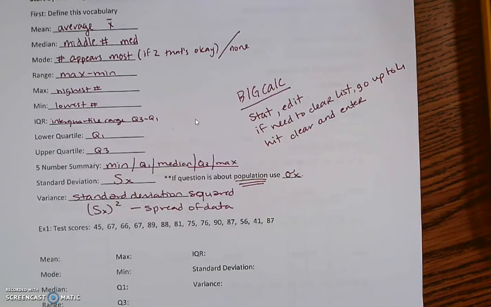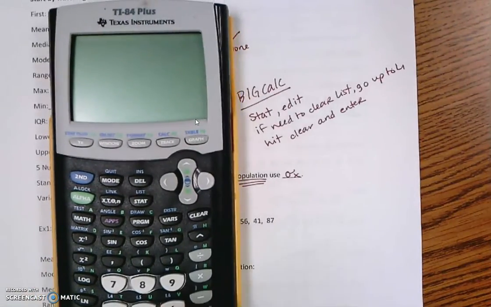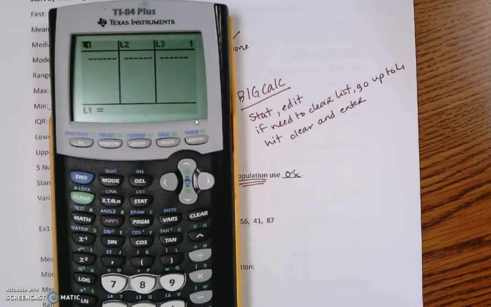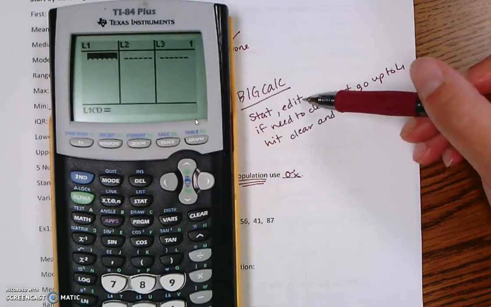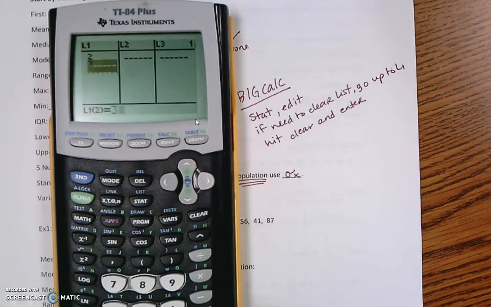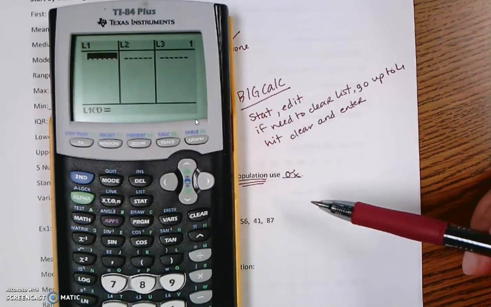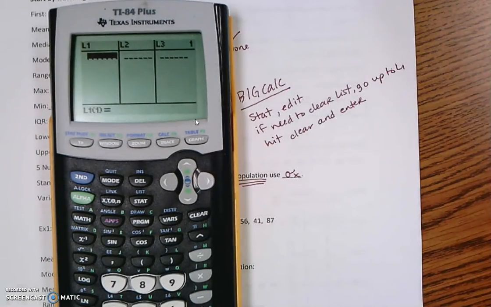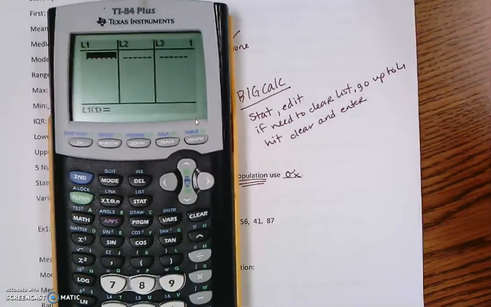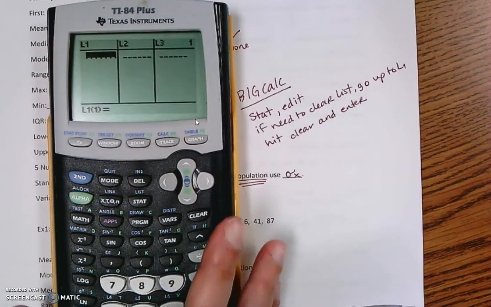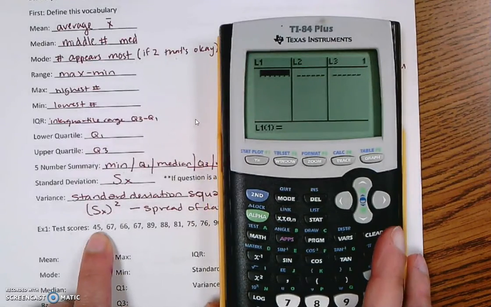If you have a big calculator, a TI-84 or TI-83, when you turn it on, you go to Stat, and click Enter on Edit. If you need to clear the list, say there's numbers in here, you go up to L1, press Clear, and press Enter. It'll clear your list for you. I'll do one example with the big calculator and one example with these TI-30XSs, just because I have them in my room. With the big calculator, start by putting all of these numbers in your list number 1.